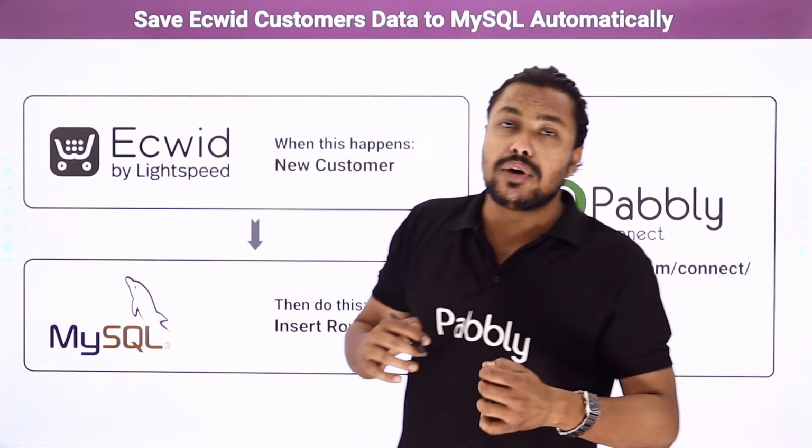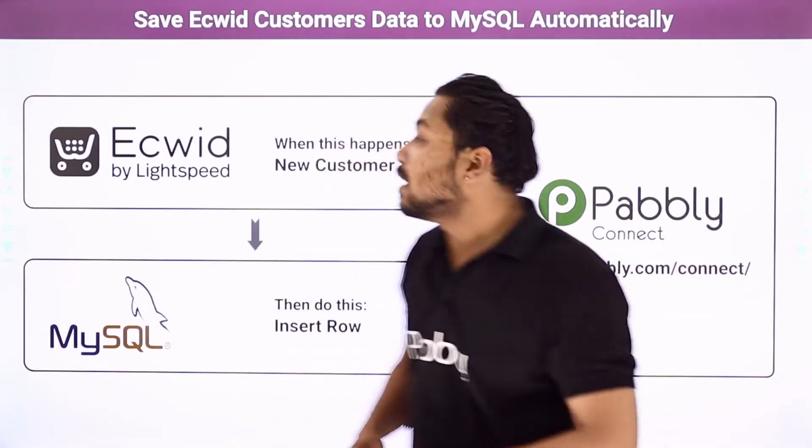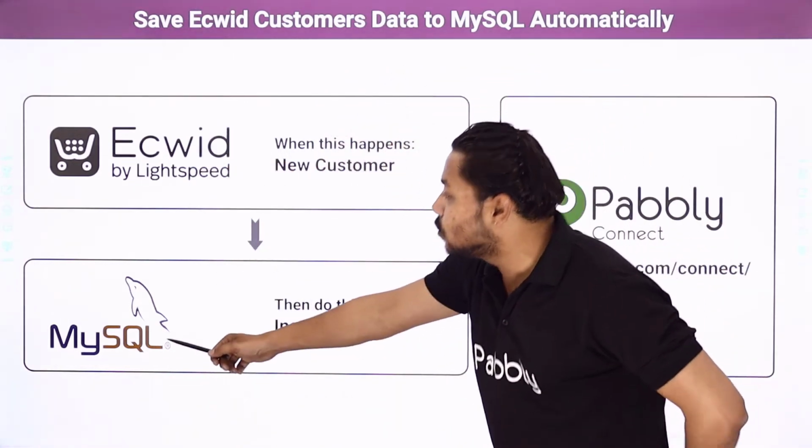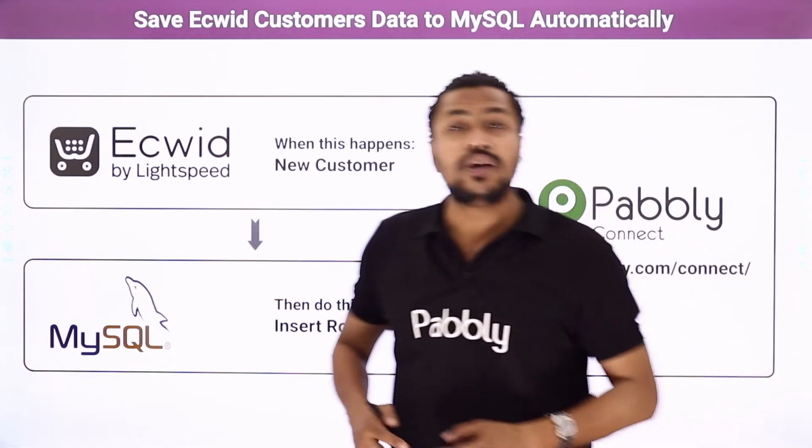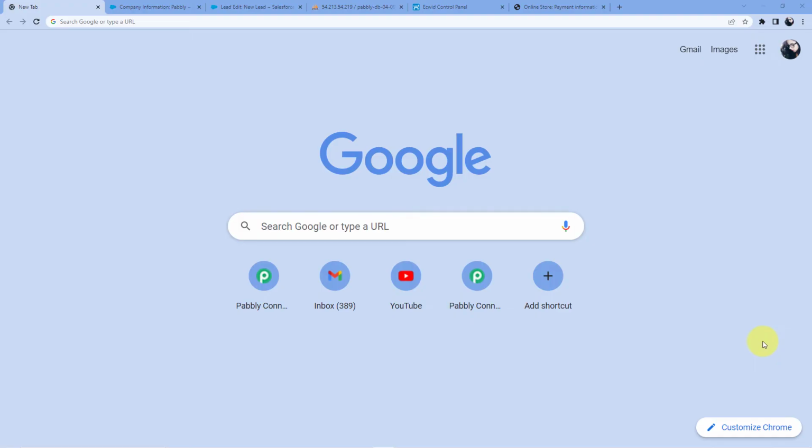Now, what we are going to do here, we are going to use an integration and automation service, Pabbly Connect, which will help us connect Ecwid and MySQL together. If you want to learn how to do this automation, you have to come with me to the screen. And we are back at our screen.